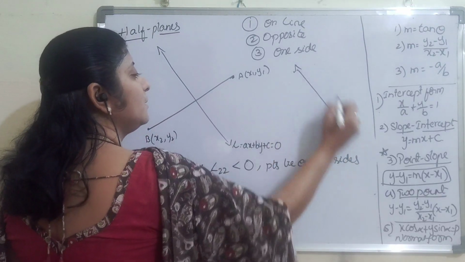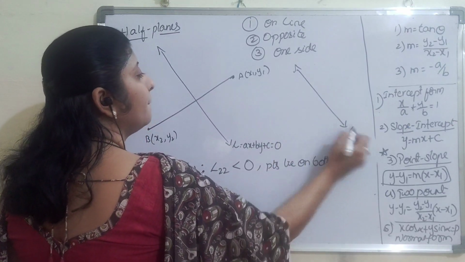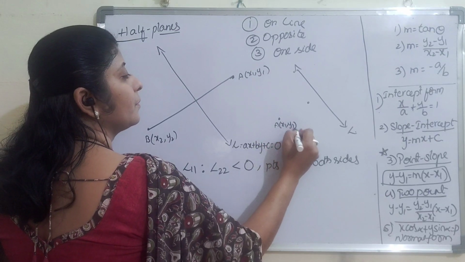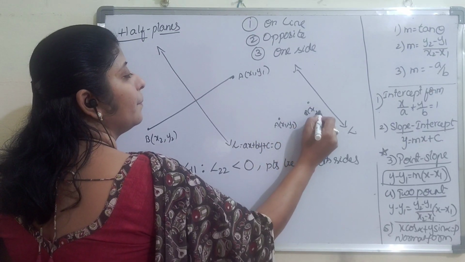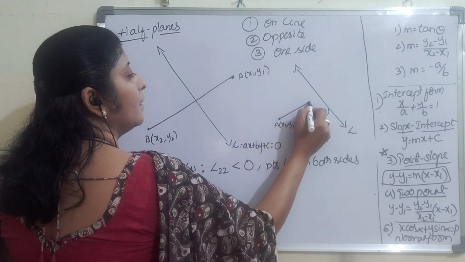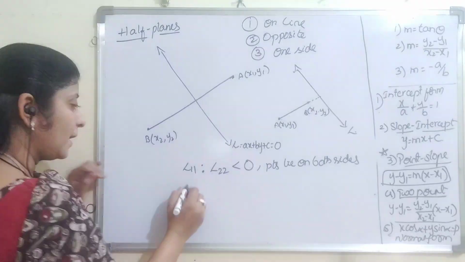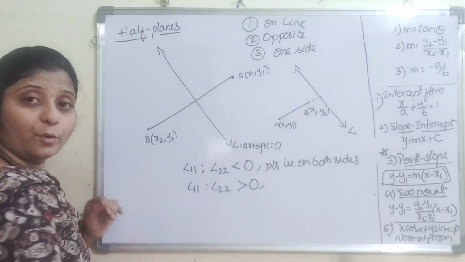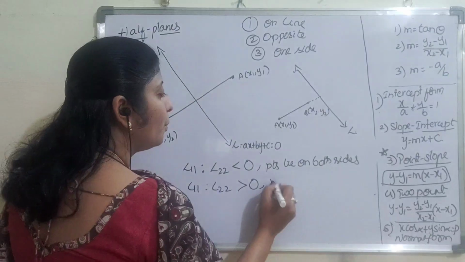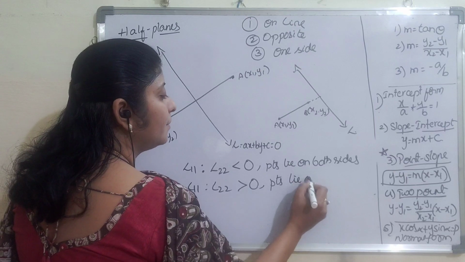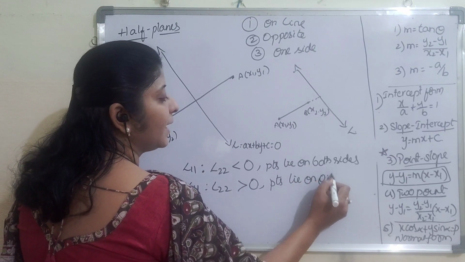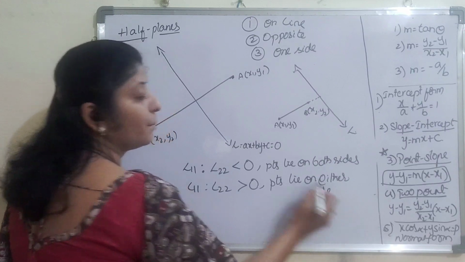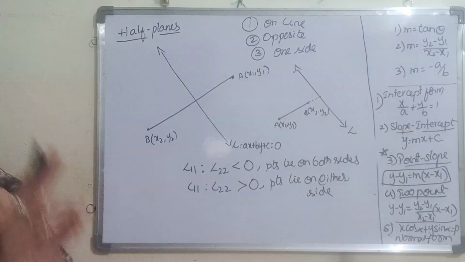If the points lie on only one side, we can say L11 and L22 have greater than 0, positive sign. So the points lie on either side, either left side or right side, but the points will lie on only one side.